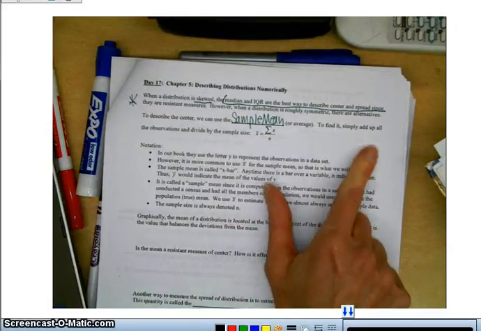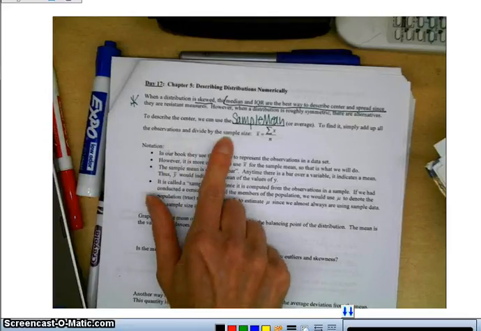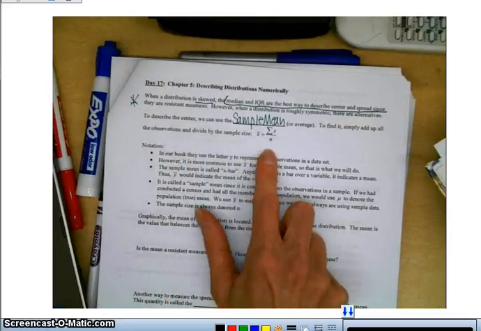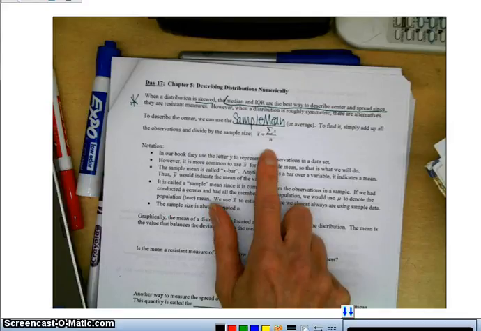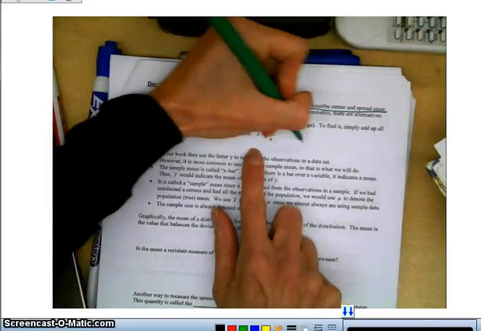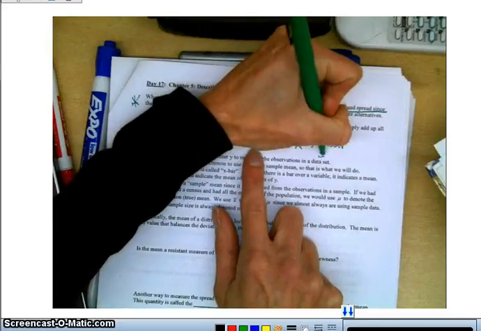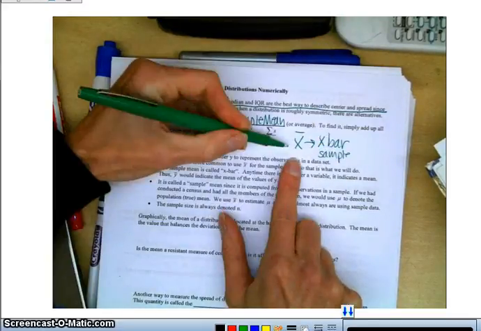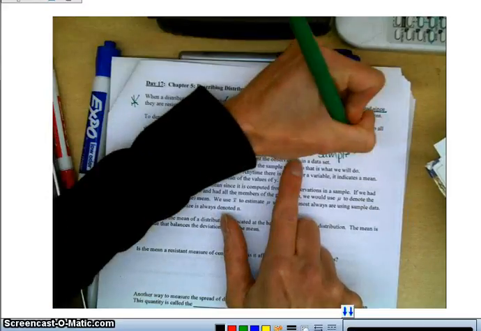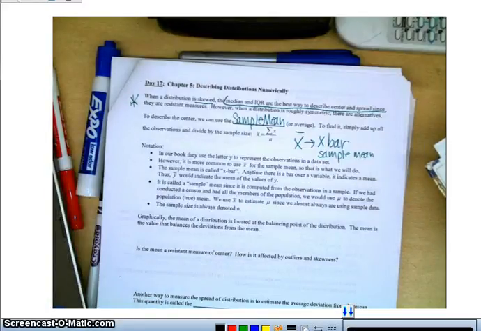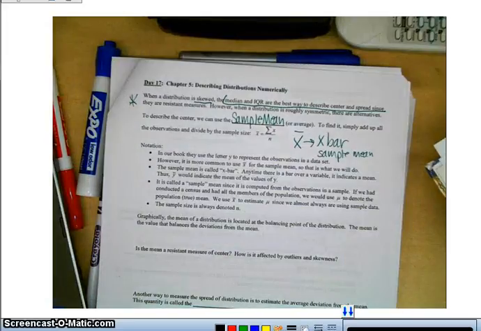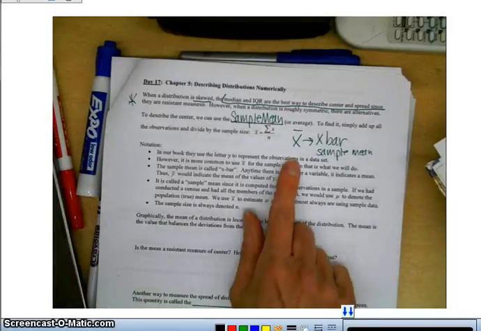And to find it, you simply add up all the observations and divide by the sample size. So this is the formula that you actually already know. This symbol, x bar, is the sample mean. That is the notation or the letter we use to represent the sample mean. Just like, way back in algebra, what letter represents slope? M. M might not be a letter you would think of when you think of slope, but M represents slope, and you know that, and I'm telling you that x bar represents the sample mean.